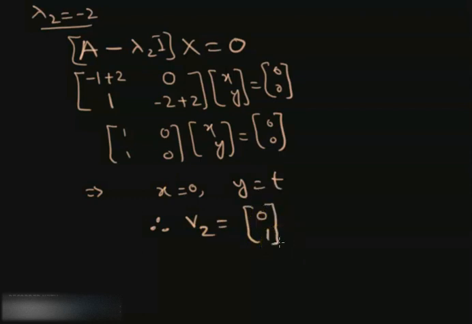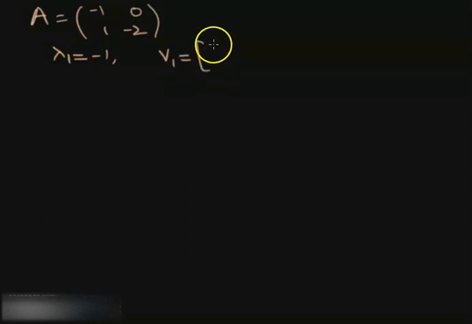Okay, so let's conclude the discussion. For my matrix A with entries -1, 0, 1, -2, my lambda 1 is -1 and the corresponding vector v1 is (1, 1). My lambda 2 is -2 and my corresponding eigenvector is (0, 1). You know that both the eigenvalues are negative, so the behavior has to be a sink. How will it behave on the phase portrait? We have already discussed it in detail in the previous videos. You can go and watch them.